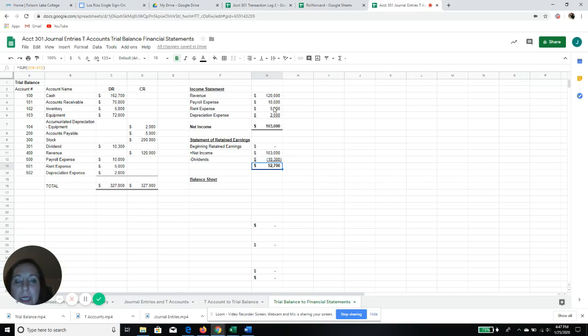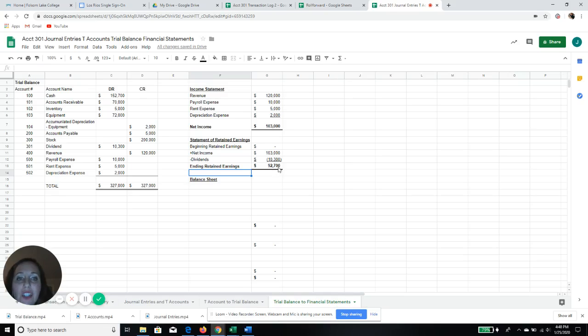So we list everything as a positive number in the income statement. In the statement of retained earnings, positive numbers are positive, and then the dividends, which we're subtracting, are negative. So our ending retained earnings, let me add that, ending retained earnings. Okay, so our ending retained earnings are $92,700. All right, we're going to use that number in a minute. Now we're going to go to our balance sheet.